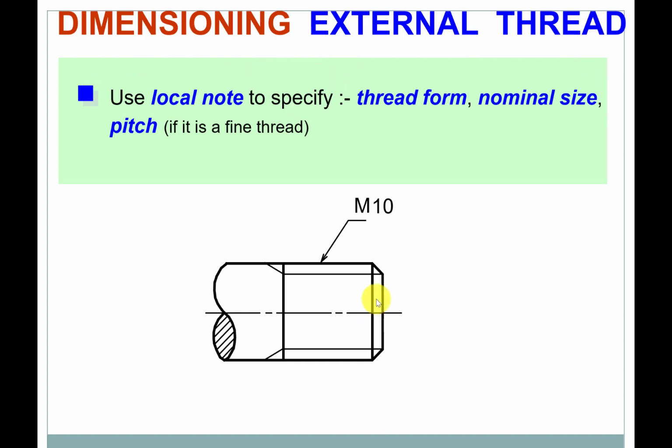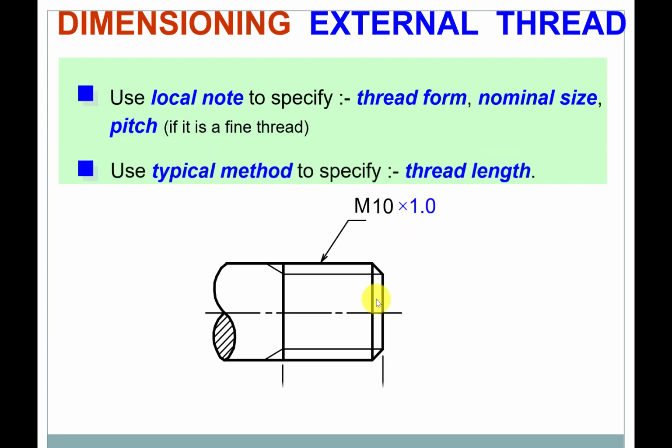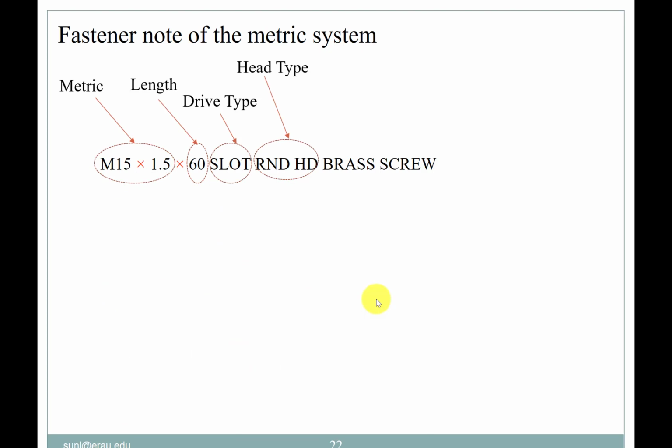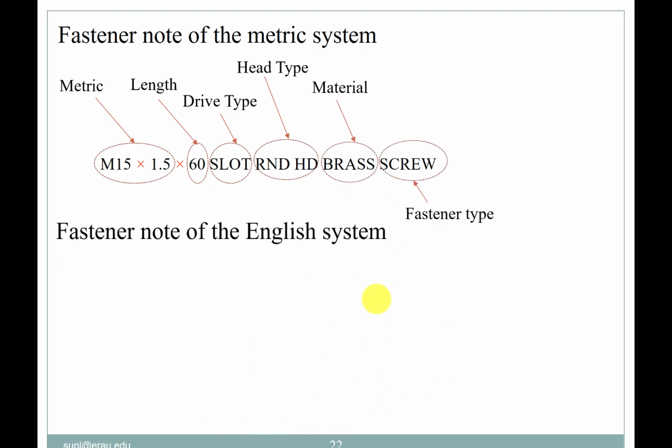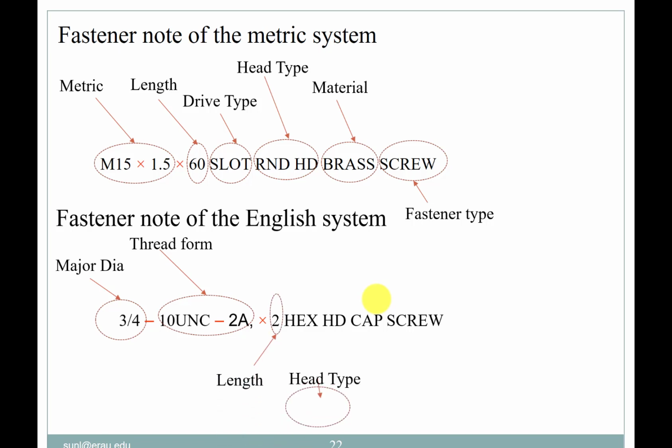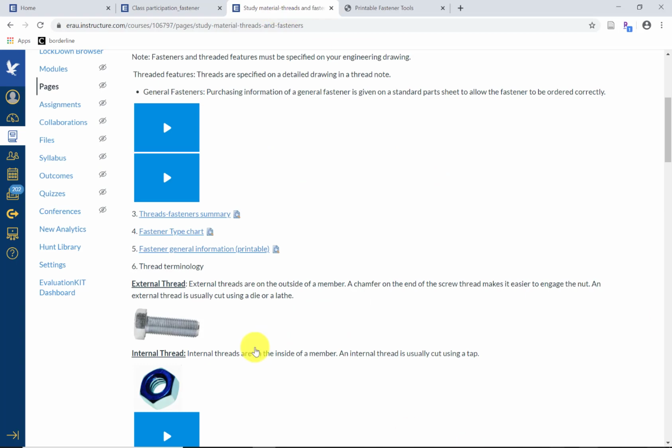In the metric system, you always start with the letter M, followed by the major diameter and the pitch. Let's take a look at some examples. First is a metric system: major diameter, pitch, length, drive type, head type, material, and the fastener type. In the English system, you describe the major diameter, thread form, length, head type, fastener type.